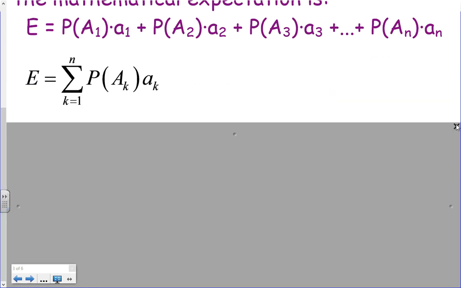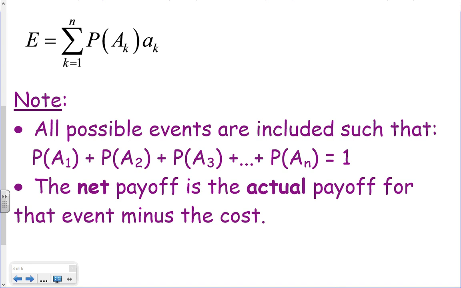All right, a couple things to note about what we've talked about. First of all, when we talk about these events, it's critical that they're mutually exclusive. We've already talked about that, but it's also critical that you've included all of the possible events. So all possible events are included, such that if you add up all their probabilities, probability of a sub 1 plus probability of a sub 2 plus probability of a sub 3 and so forth, you've included all of them, so that means the sum is 1. Again, if there's anything that you've left off here, then obviously your mathematical expectation is not going to be correct. So you've got to make sure that not only are they mutually exclusive, but you've included all of them.